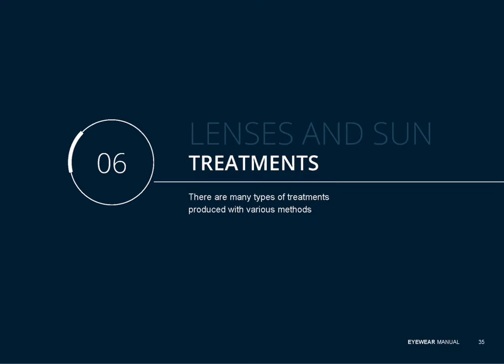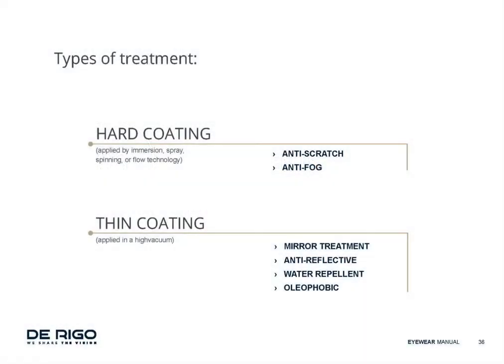Treatments. There are many types of treatments produced with various methods. Types of treatment. Hard coating is applied by immersion, spray, spinning, or flow technology. It is anti-scratch and anti-fog. Thin coating is applied in a high vacuum. It has the mirror treatment, is anti-reflective, is water-repellent, and is oleophobic.